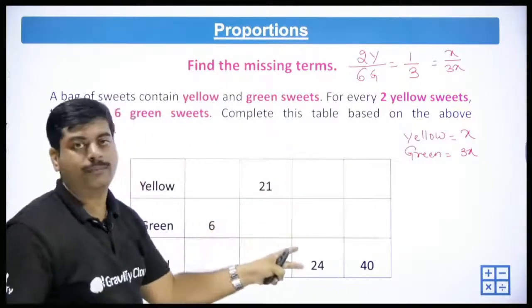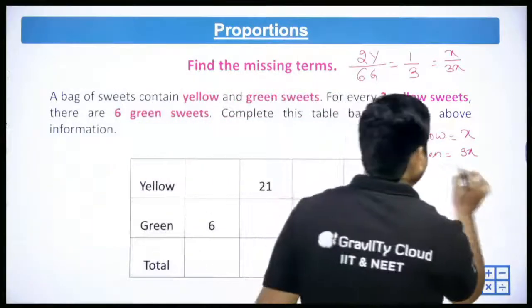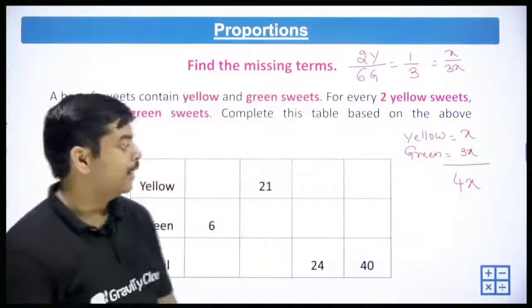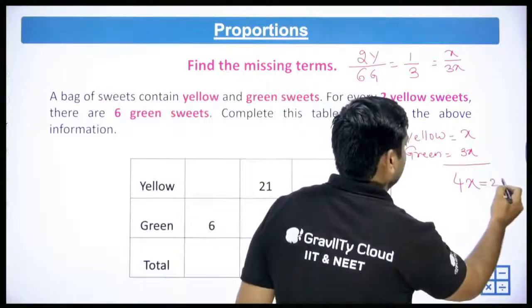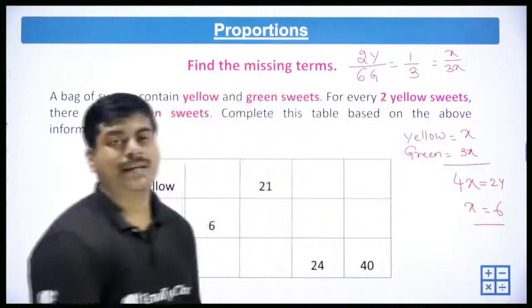The total number given is 24. So x plus 3x is 4x. So 4x is given as 24. So x is equal to 6.